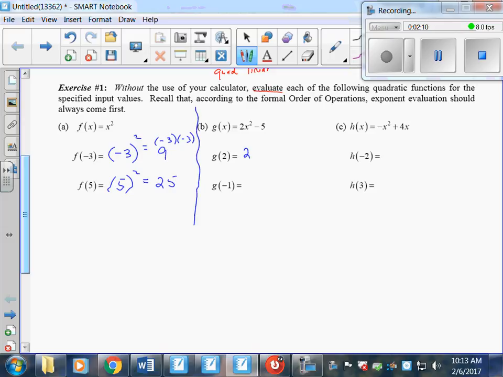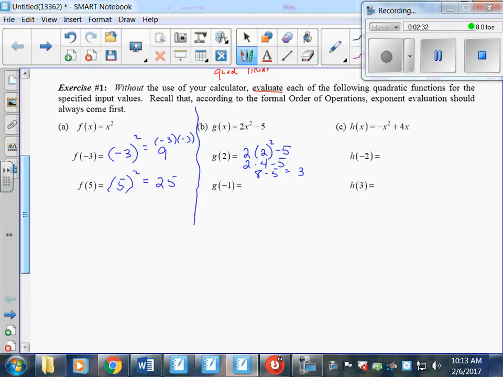So moving on to B, we have 2 times 2 squared minus 5. Now, like I said, you can put this right into your calculator using the parentheses exactly the way it looks, but in this case they asked you not to use your calculator, so this is simply going to be 2 times 4 minus 5, which is 8 minus 5, which is +3.